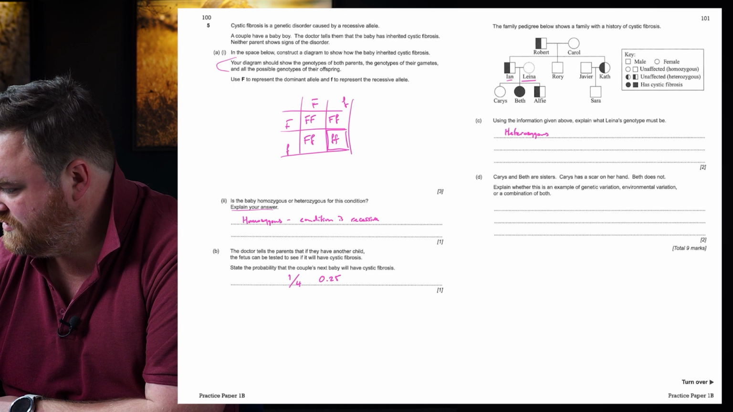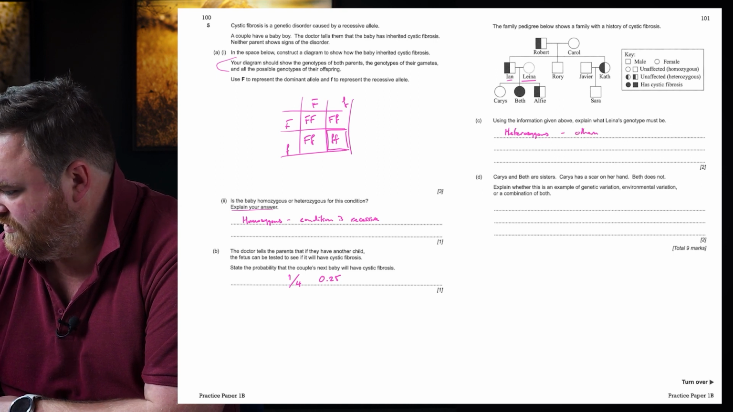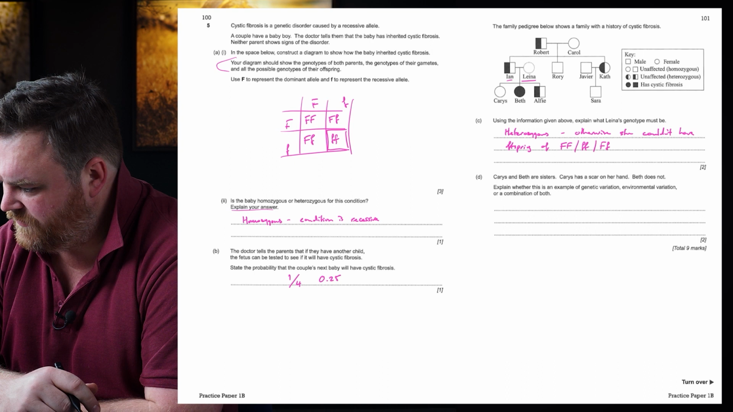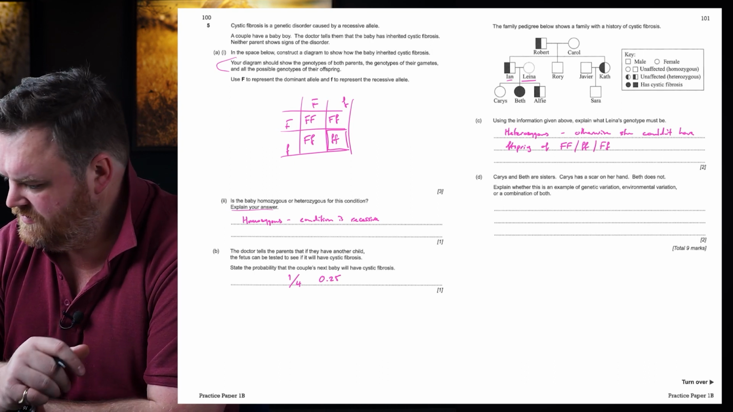So she must be heterozygous, because otherwise she couldn't have offspring of big F, little f, and heterozygous as well. Okay, so you couldn't have all three if you're not heterozygous in both parents.